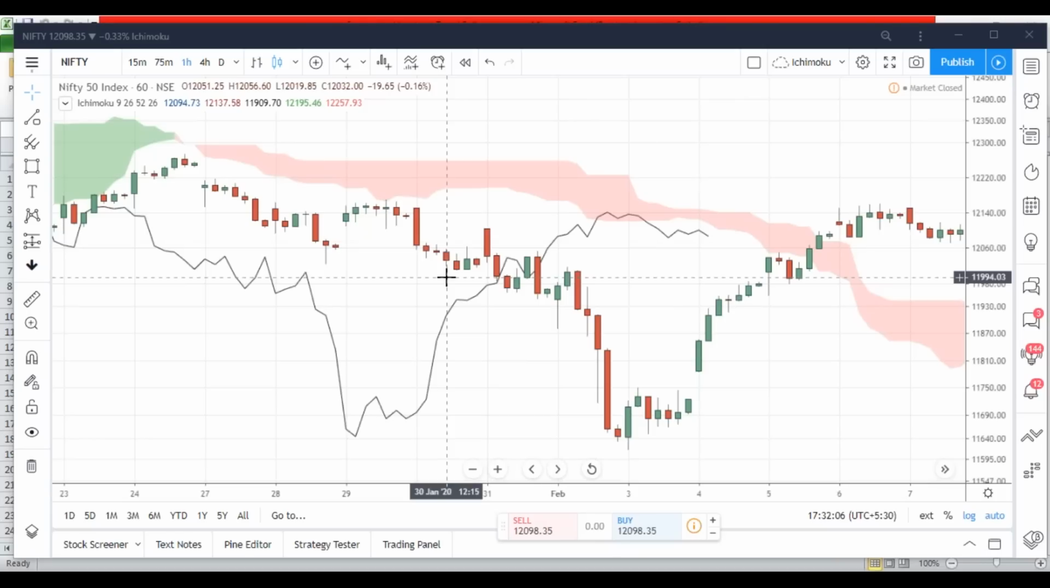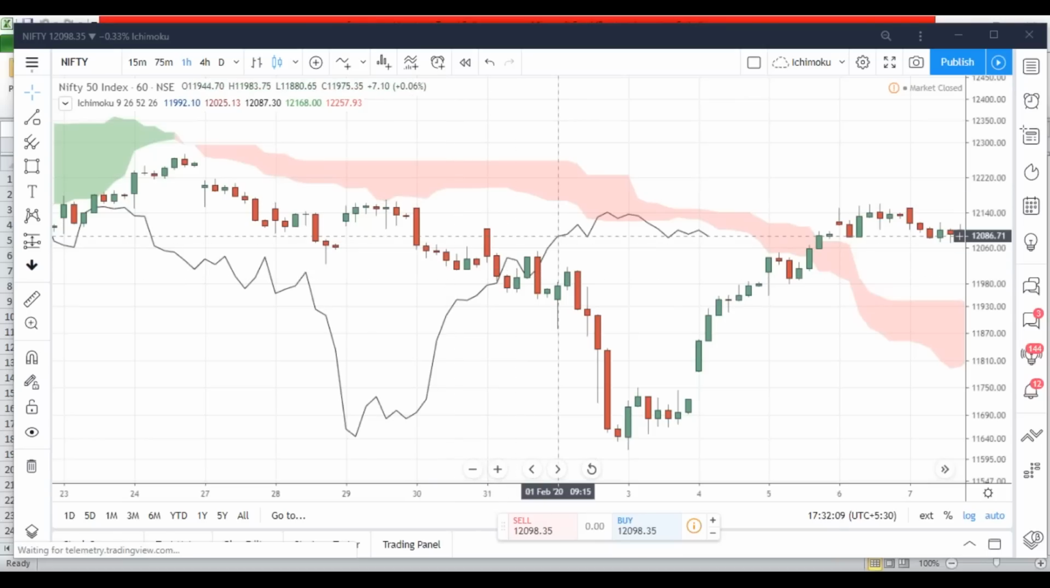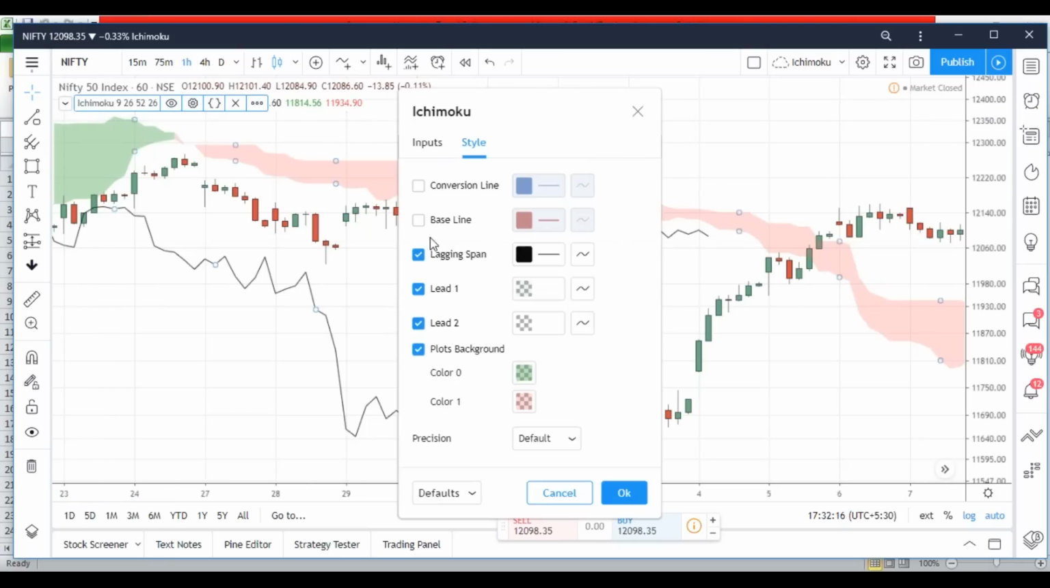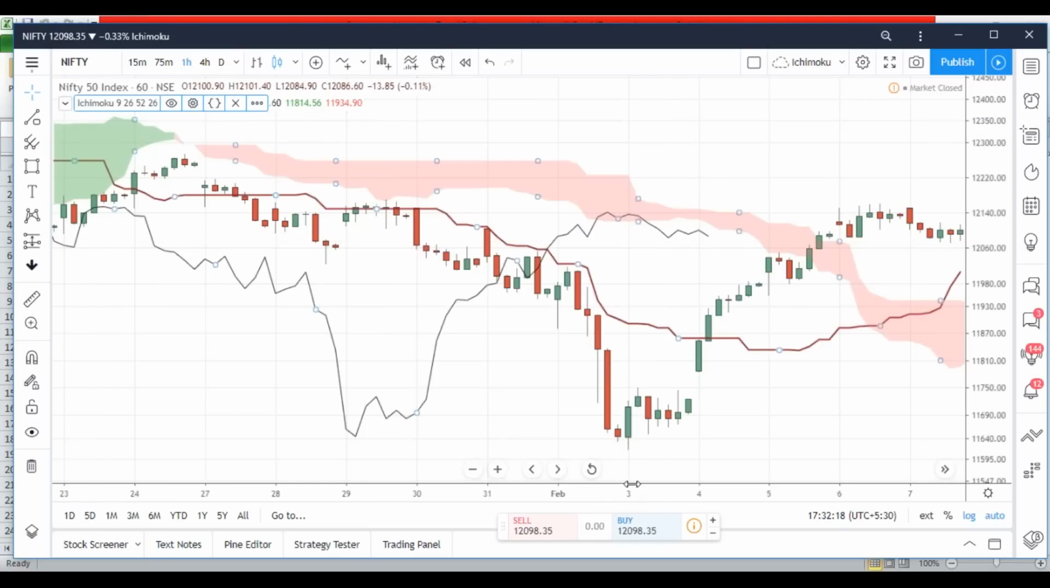That way you can do it, or you can get out entirely at once, or you can trail based on ATR or any other thing, or you can trail based on the Kijun also. So this is the Kijun line. Use the Kijun as a trailing stop loss and trail it, and when price closes above Kijun, get out of it.